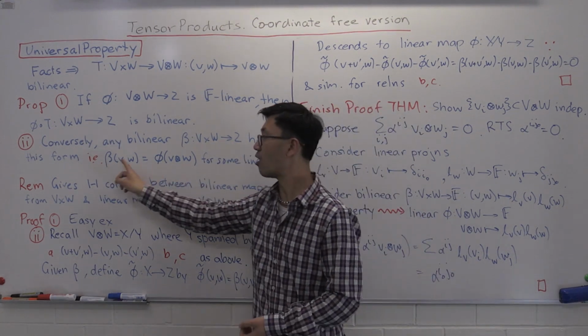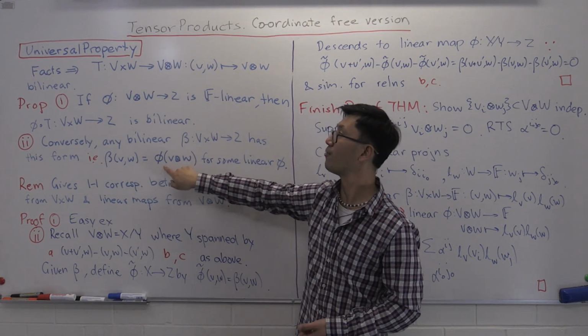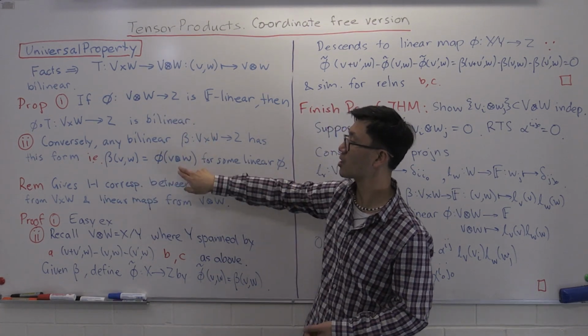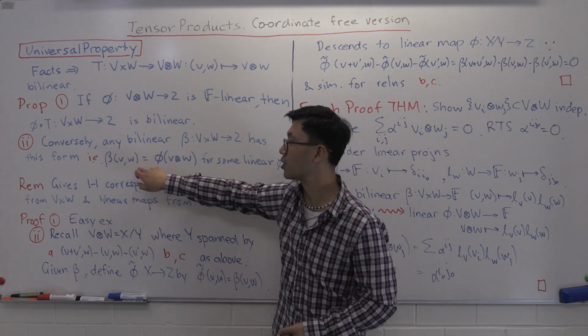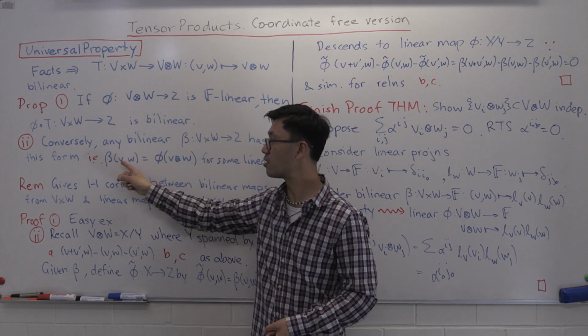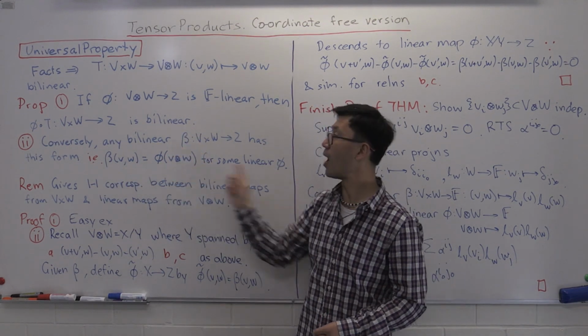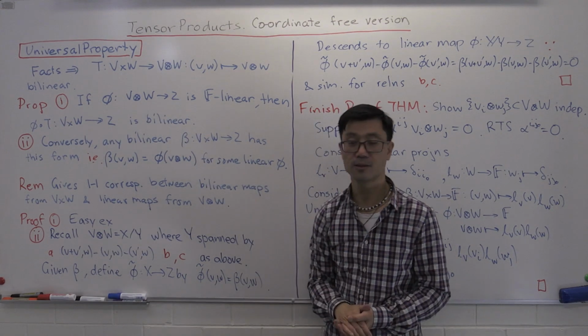So in other words, beta of V comma W, you can write it as coming from this phi, okay? It's phi of T of something, and T of something is just applying this to, well, T of this V comma W is V tensor W. So any bilinear form beta has the form beta of V comma W is just phi of V tensor W for some linear map phi, like this one here, okay?